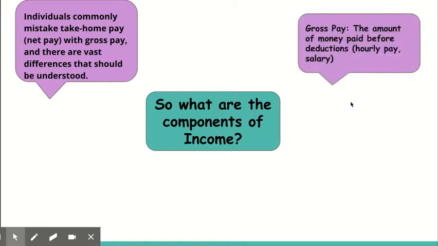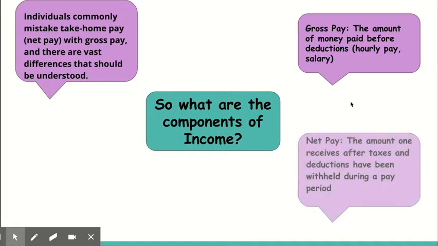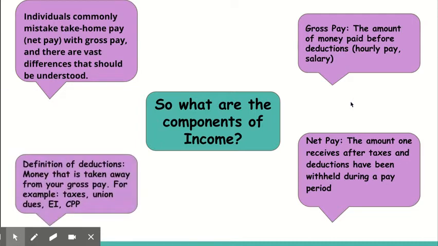So gross pay is the amount of money paid before any deductions. So it's either your hourly pay or your salary. Then your net pay is the amount one receives after taxes and deductions have been withheld during a pay period. So deductions, that is the money that is taken away from your gross pay. So we've previously talked about taxes in the income tax unit. We've talked about EI, employment insurance, and then we've talked about your Canadian pension plan.